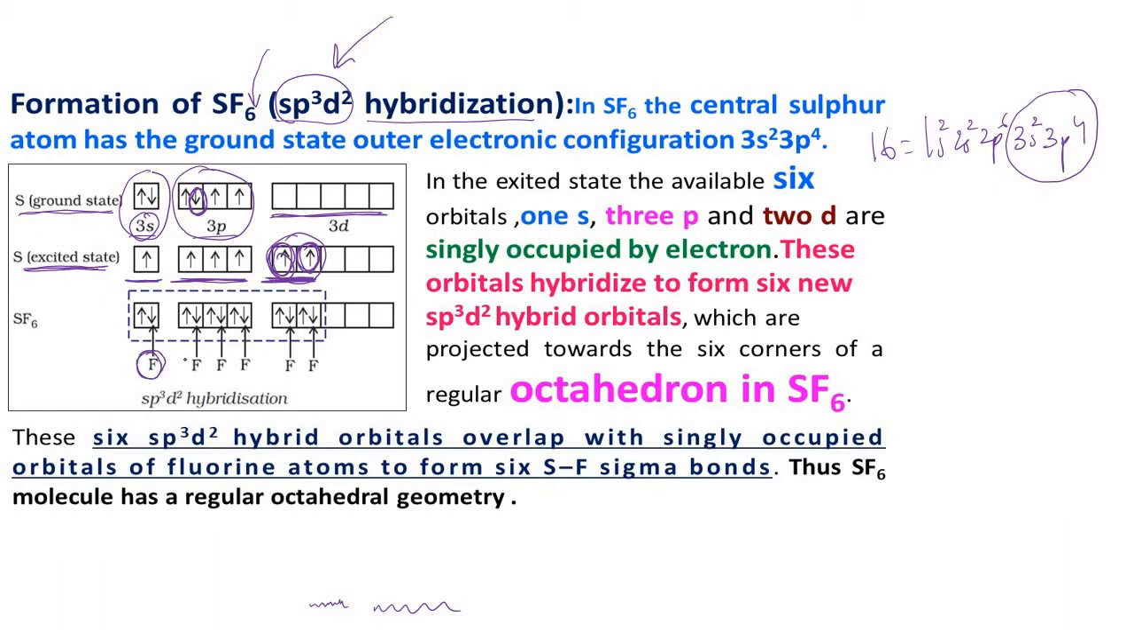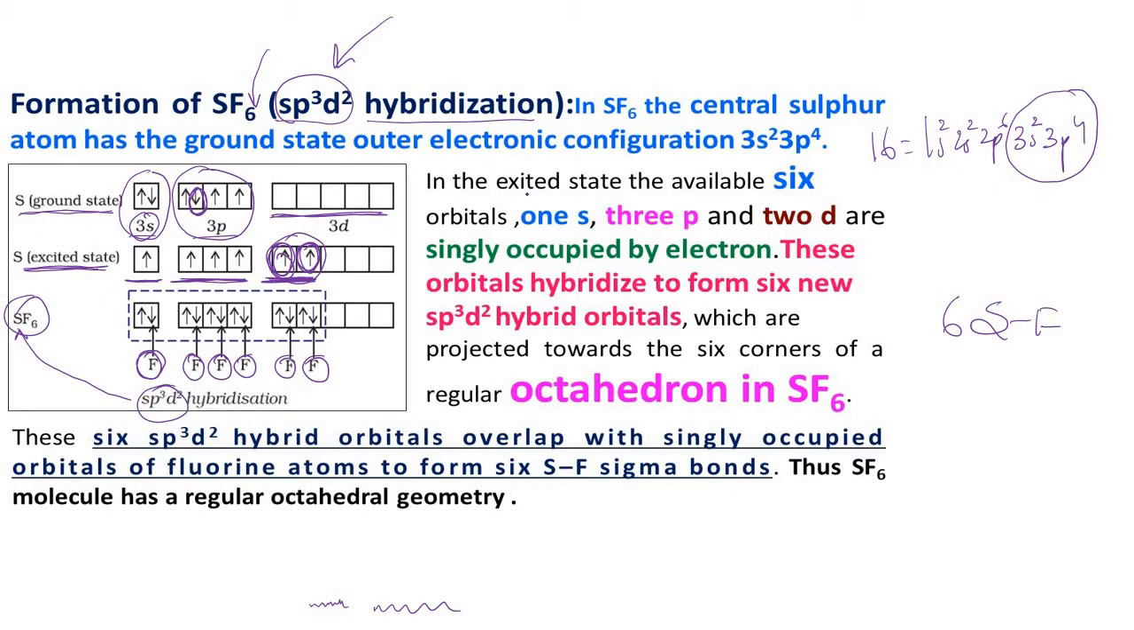Can you see? This is the first fluorine, second, third, fourth, fifth and sixth, to form 6 SF bonds. How many will be there? 6 sulfur-fluorine sigma bonds will be there. Thus we can say that the sulfur atom in SF6 is sp3d2 hybridized. Is it clear, students?